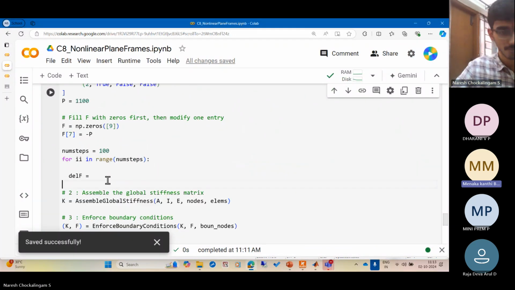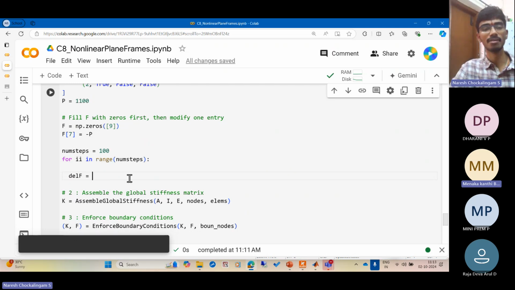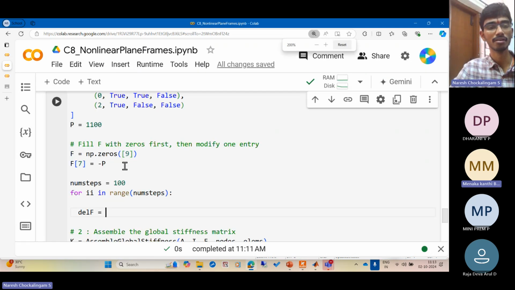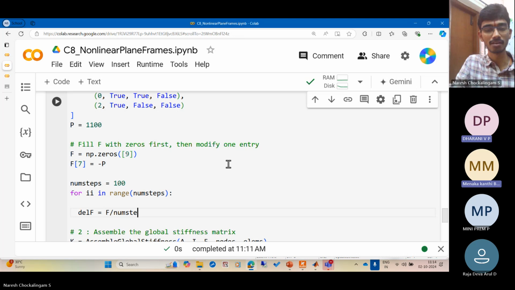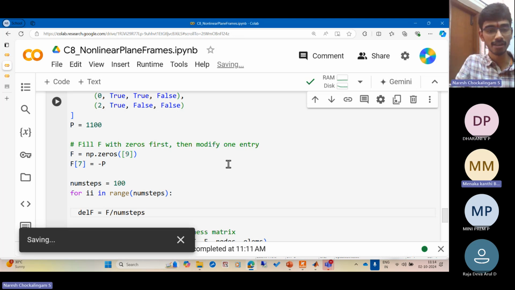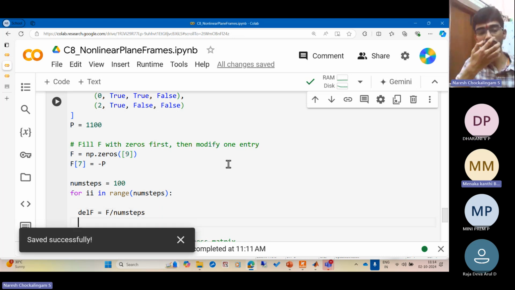What I'm doing is first, I have a total force of 1100 kilonewtons. I'm applying it in steps of 11. Can you tell me the next steps? First, I have to divide the load into small pieces, right? So del F, what is del F? Del F is F by num steps, right? Then I have divided the load.